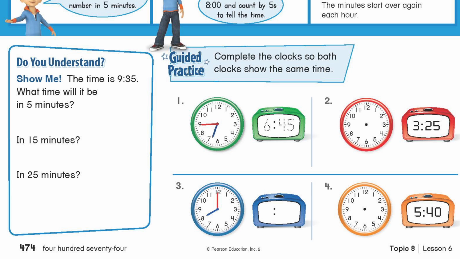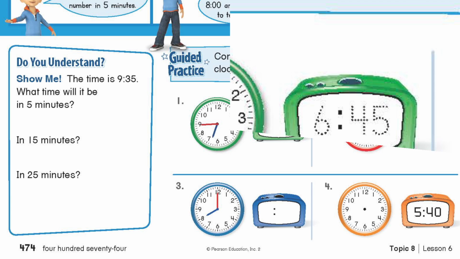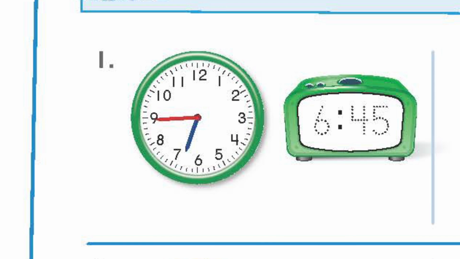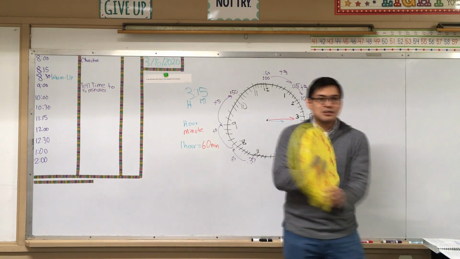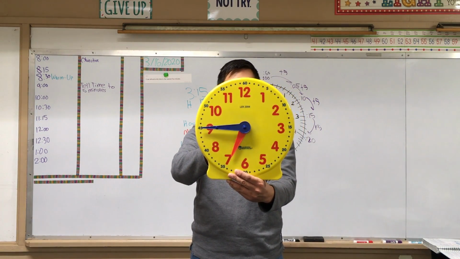Complete the clocks so that both clocks show the same time. Number 1, the digital clock shows us 6:45. So I would draw my shorter hour hand pointing a little bit before 7. That means it's still 6. We're still in the 6th hour. And 45, well, when we count on, 45 minutes is at the 9. So it would look something like this.